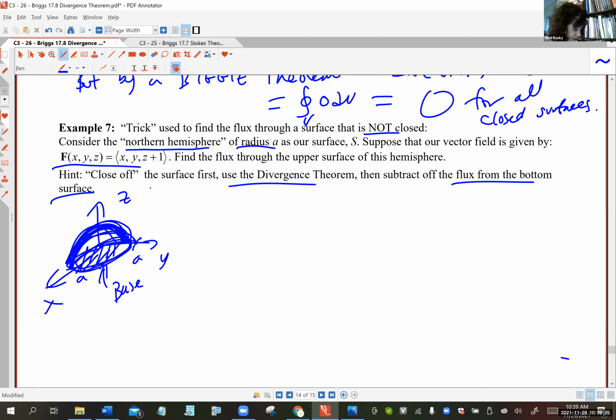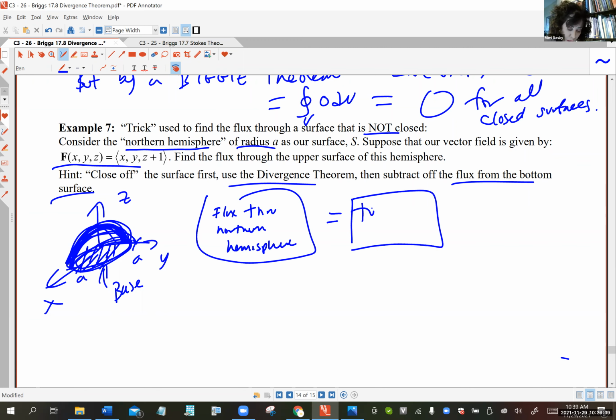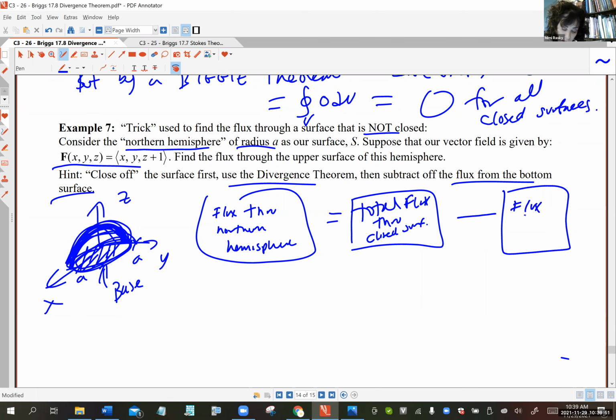So what are we trying to say? What we're trying to say is that the flux through the northern hemisphere is going to be equal to the total flux through the closed surface when we gave it a base plate, and then we'll subtract off the flux through the base plate. And then we'll finally get our answer. So this is the goal, but why are we not doing the goal? Because it turns out it's kind of hard to get that.